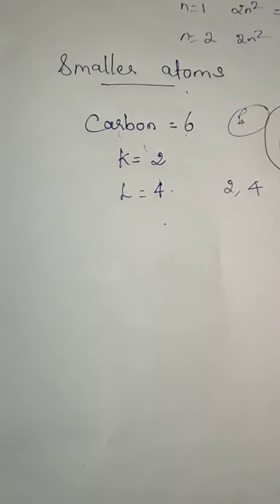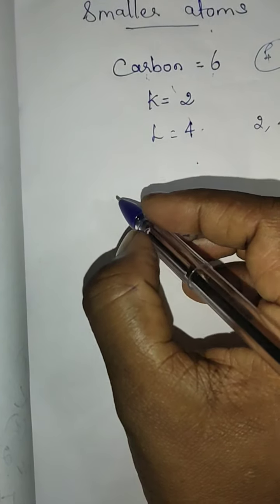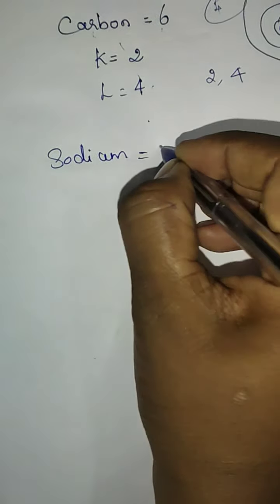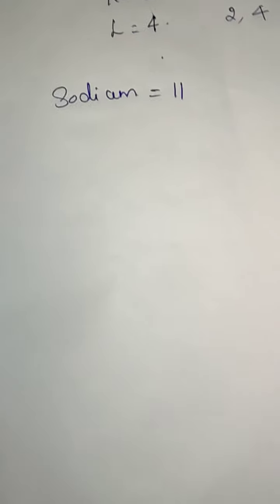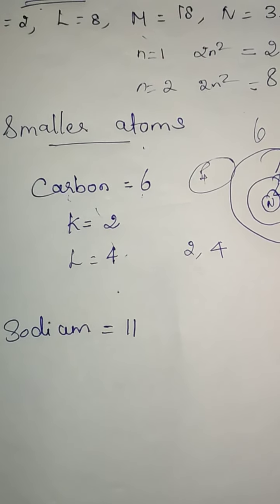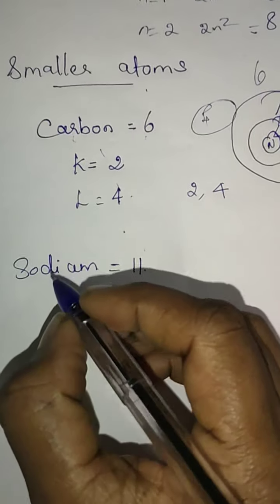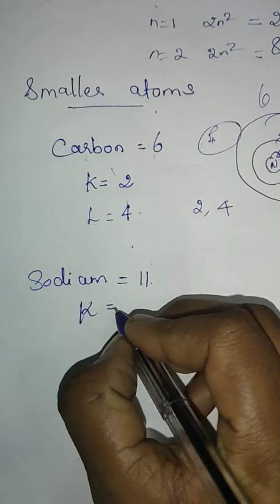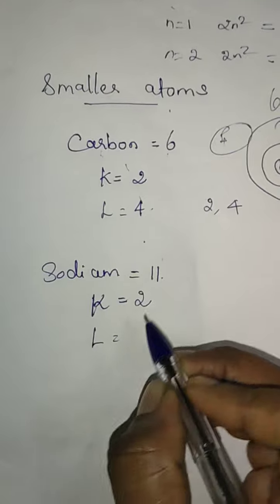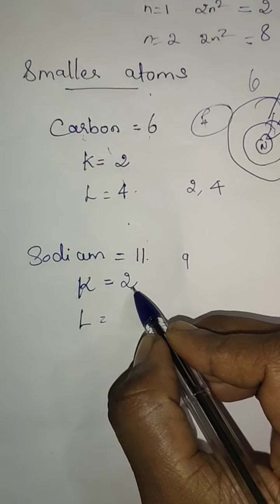Next we can write it for the next element. One more example we can see, for example sodium, atomic number 11. Sodium has a total number of protons or electrons of 11. Now K can hold how many electrons, students? 2, isn't it? Remaining is 9, since we placed 2 in K.